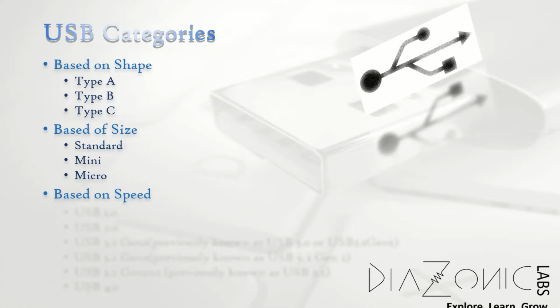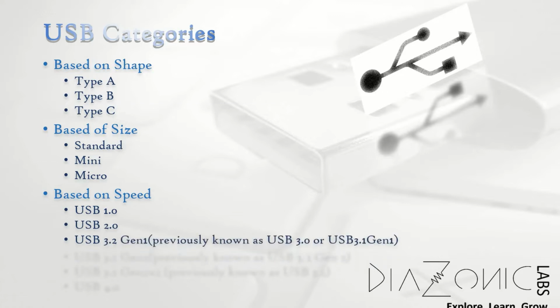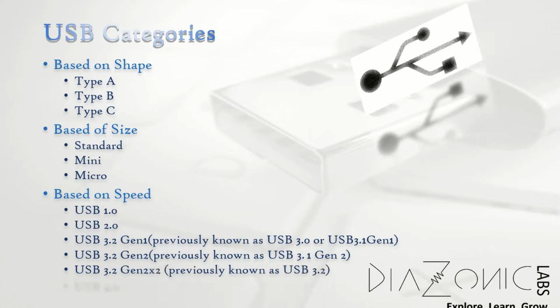And based on speeds, it can be classified into USB 1.0, 2.0, 3.2 Gen 1, which was previously known as 3.0, or rather renamed as USB 3.1 Gen 1. Then comes USB 3.2 Gen 2, which was previously known as USB 3.1 Gen 2. And we have USB 3.2 Gen 2x2, which was previously known as USB 3.2. And the latest version, USB 4.0, which is not very widespread though. So these are the USB types based on speeds, the generations.